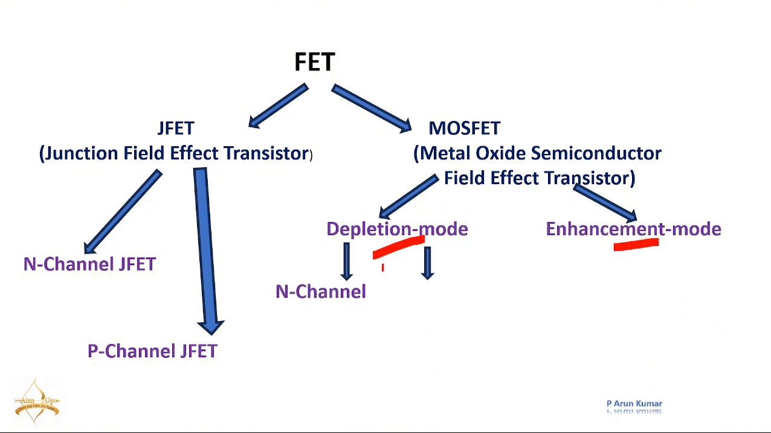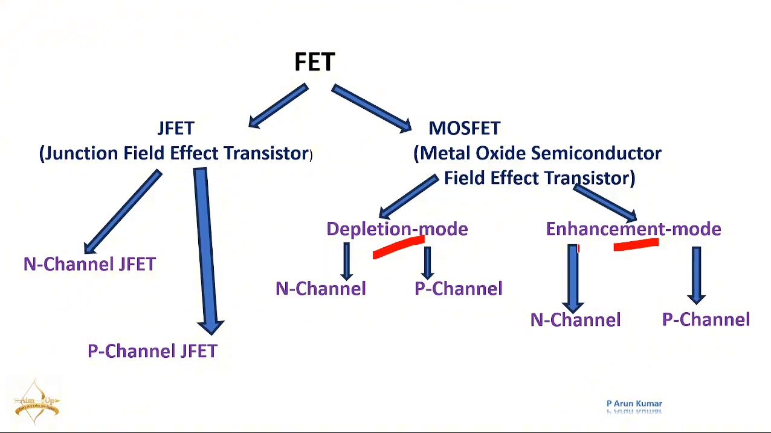In this depletion MOSFET, it is classified into two types again, that is N channel and P channel. Similarly, in the enhancement mode also, that is N channel and P channel. So basically, there are six devices in the case of FETs. One is N channel JFET, the other one is P channel JFET. The other one is N channel depletion MOSFET. Next one is a P channel depletion MOSFET. The other one is N channel enhancement MOSFET, and the other one is P channel enhancement MOSFET. So like this, there are six FETs.